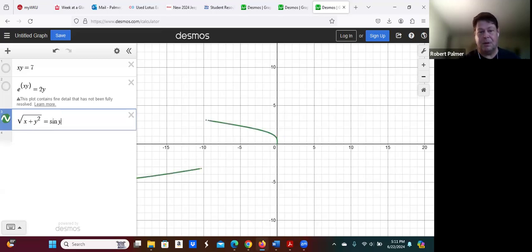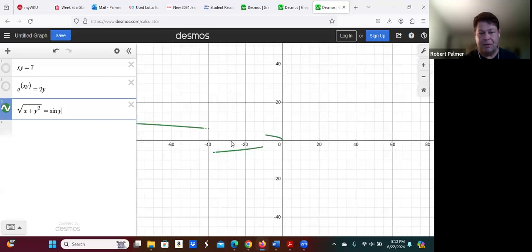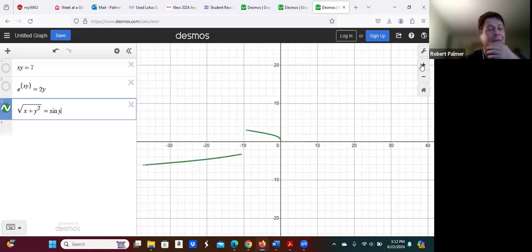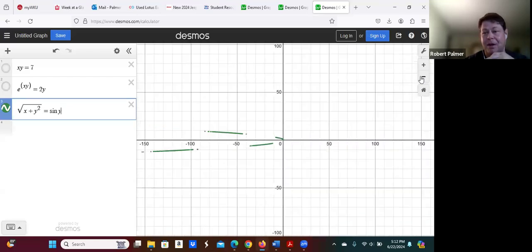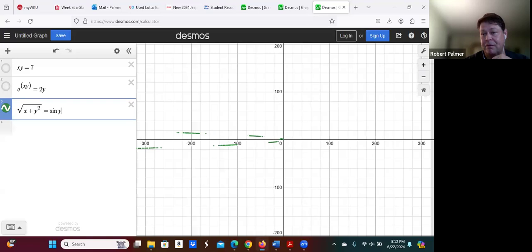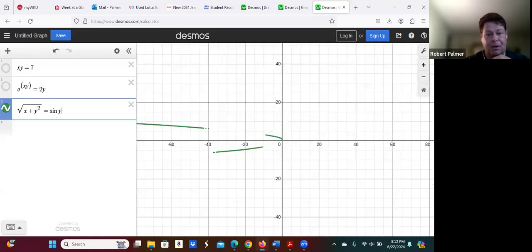That's interesting. It looks like we have a couple of gaps here, maybe where it's not defined. Since we have a square root, it's probably where, depending on the value of x and y, it becomes imaginary. So it's kind of a strange graph. But here we're not going to worry about that right now. We're just going to see if we can actually find the derivative of this, implicitly.